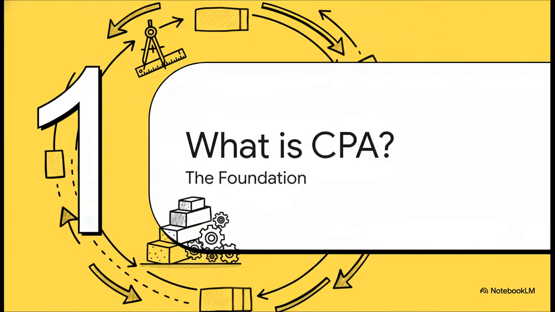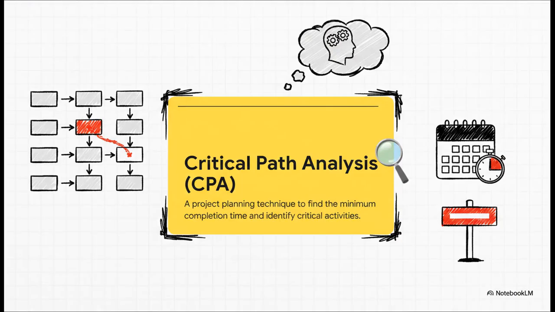So, first things first, before we can jump into any of the numbers, we need to get a really solid grip on what we're actually talking about when we say critical path analysis, or CPA for short. Okay, so think of CPA as a manager's secret weapon for big, complicated projects. It basically gives them a map. It shows them the absolute shortest time they can possibly finish the project in, and, this is the key part, it highlights the exact tasks that have zero room for delay.